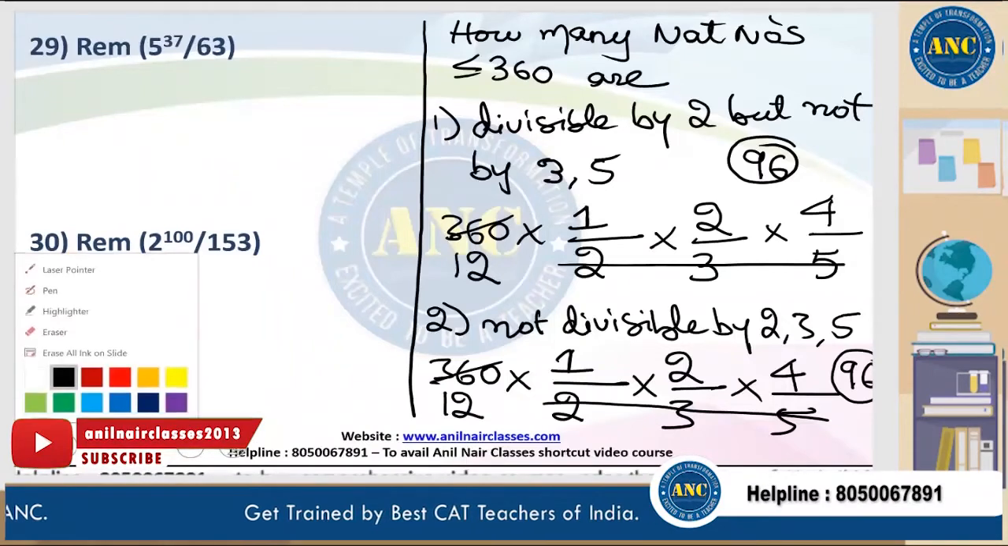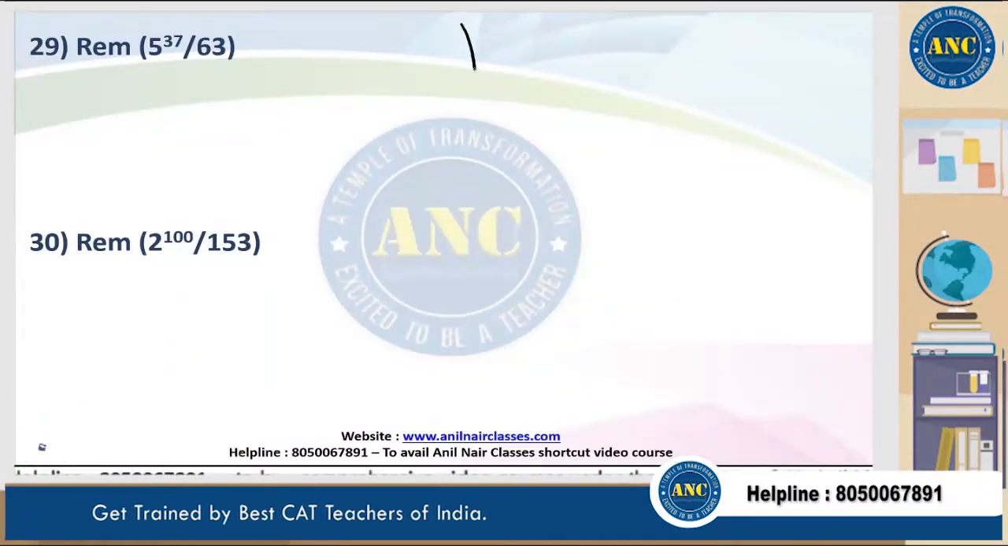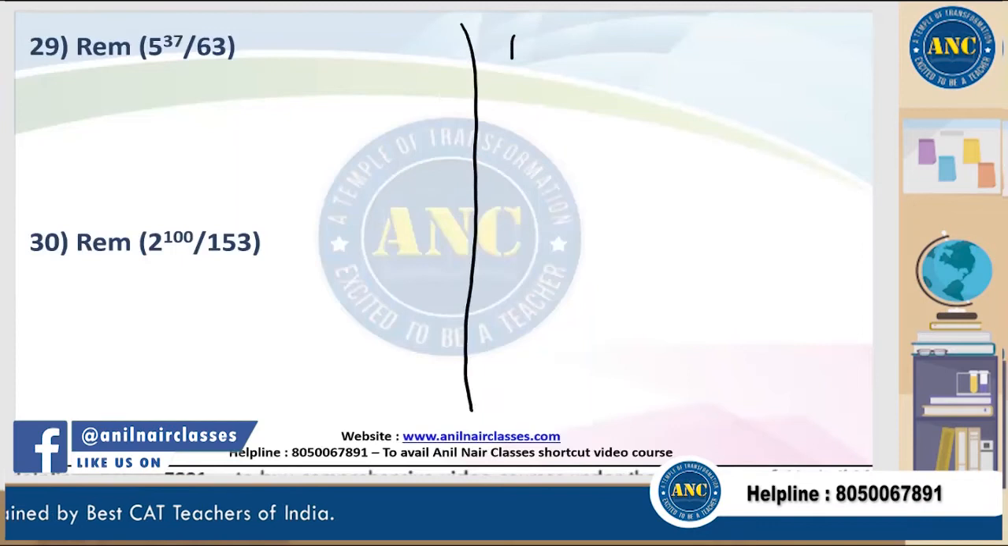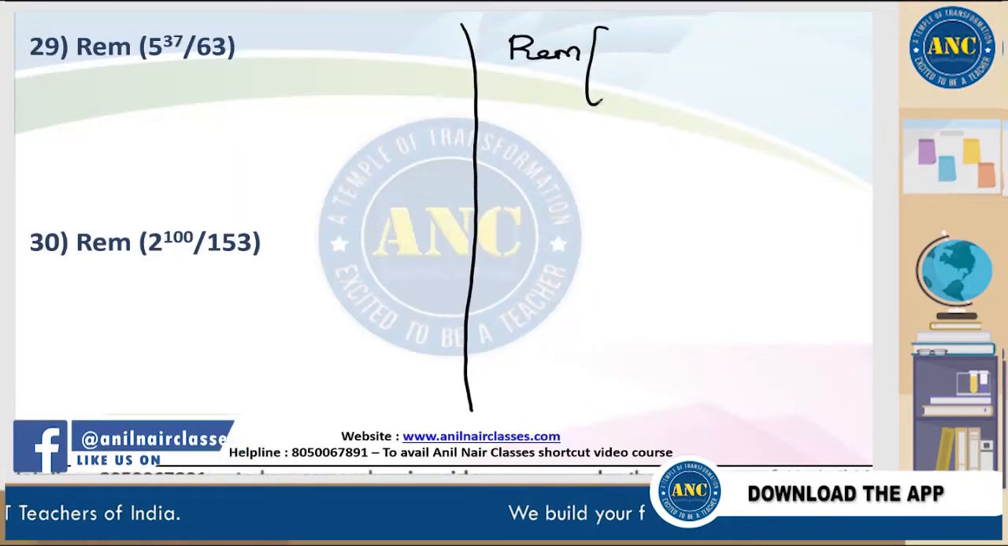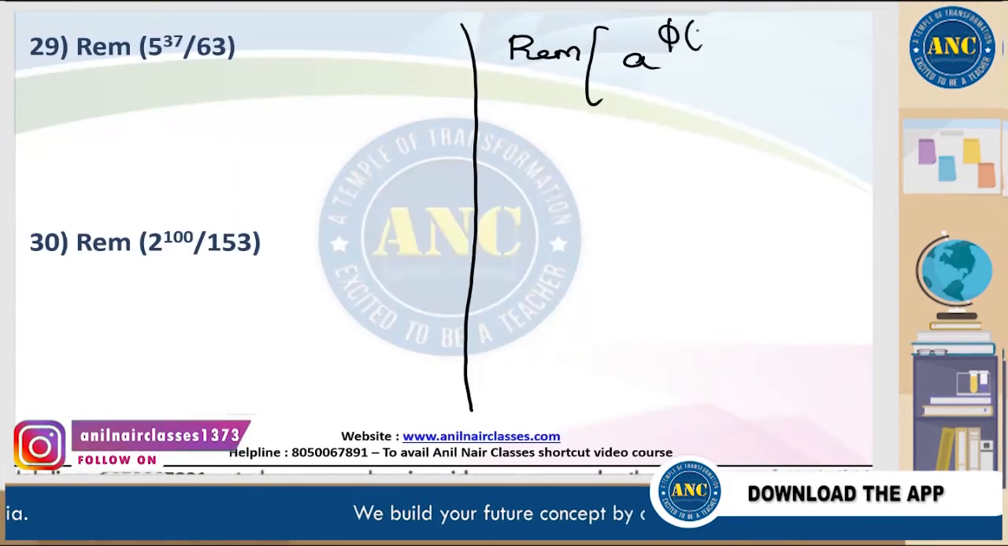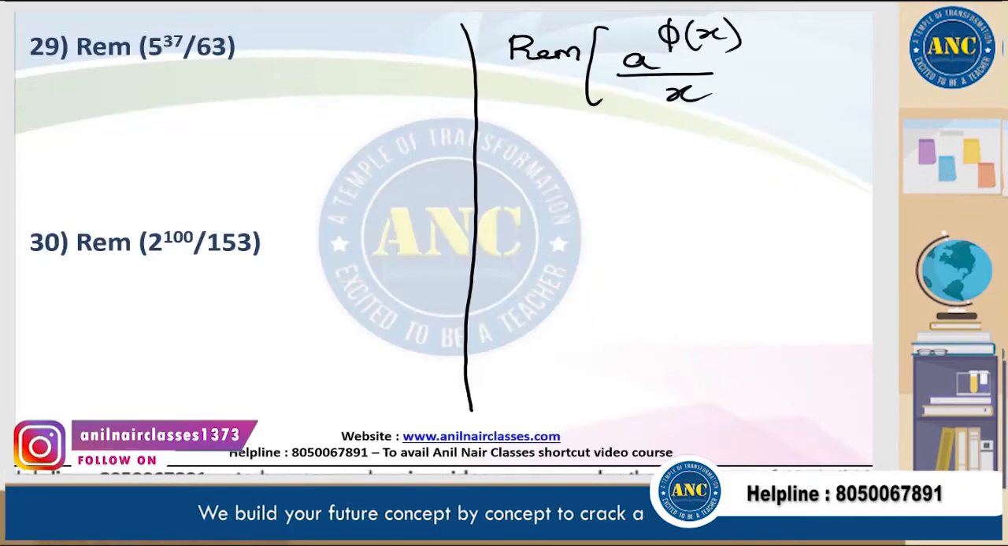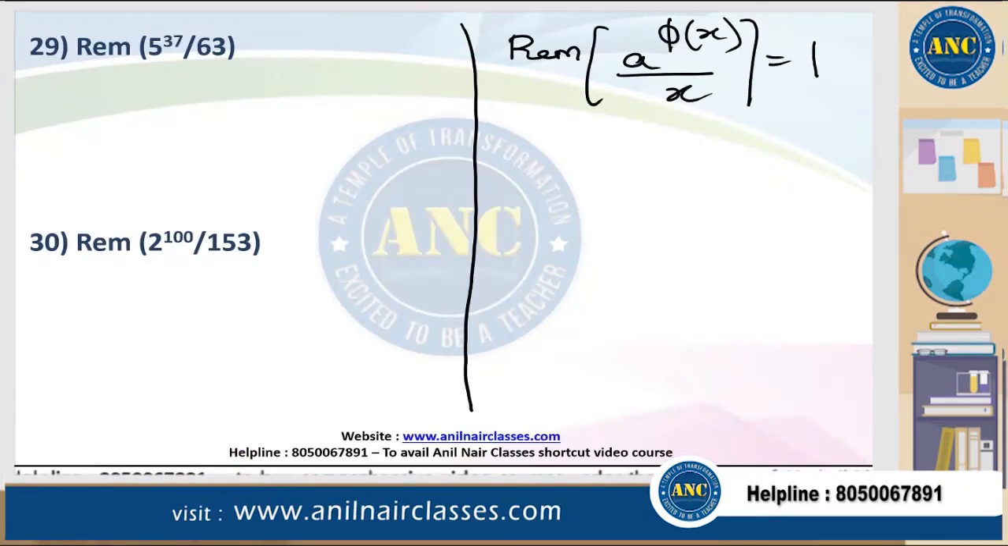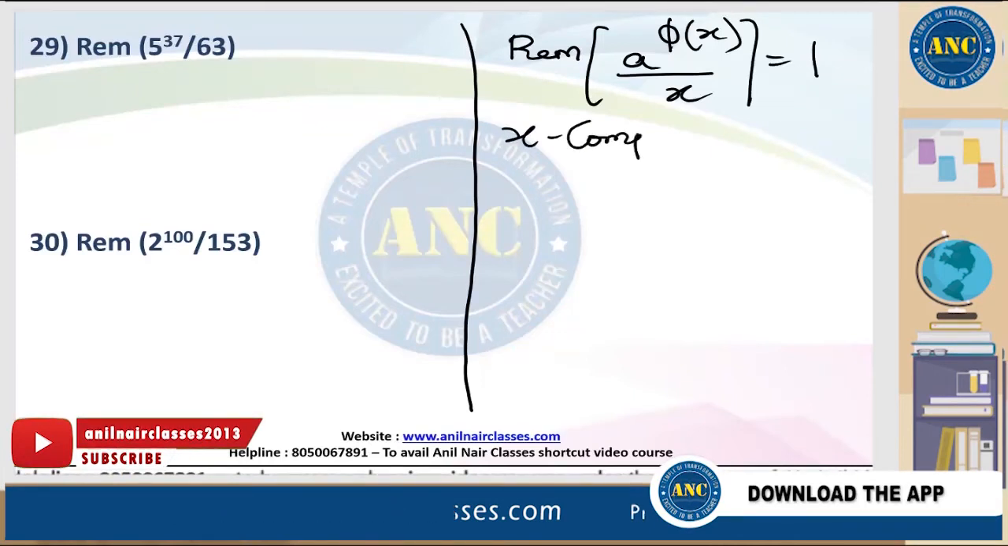Now we will write the totient function clearly. Now it will be very easy for you to understand. Remainder, a power phi of x by x equivalent to 1. What is x? X is a composite number.